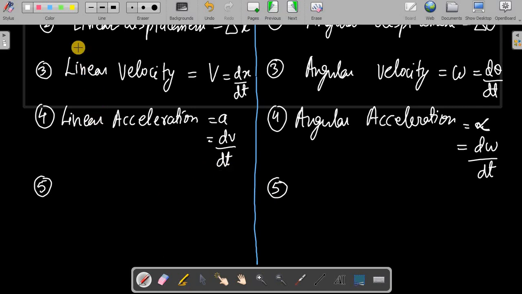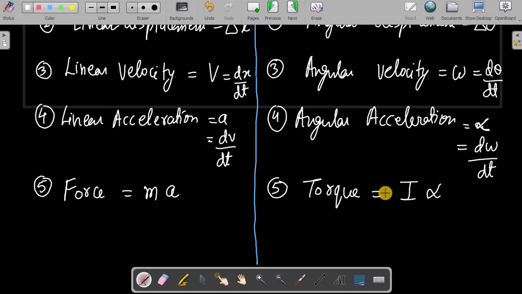Then next you can take, let us say, force. Force is equal to mass into acceleration. Here torque is equal to I into alpha. This equation we are going to use a lot. Here this is Newton's second law. Remember, this force means it is the net force. Torque means this is the net torque. Net force is mass into acceleration. Net torque is I into alpha. Right?